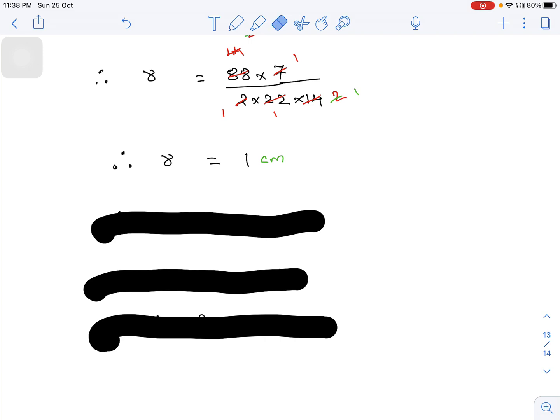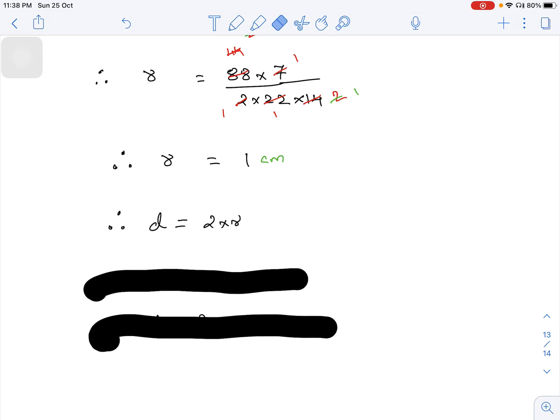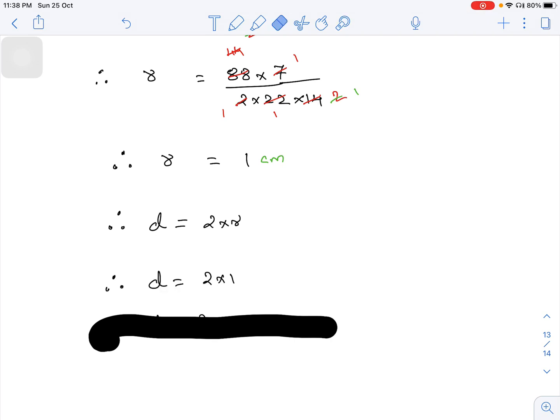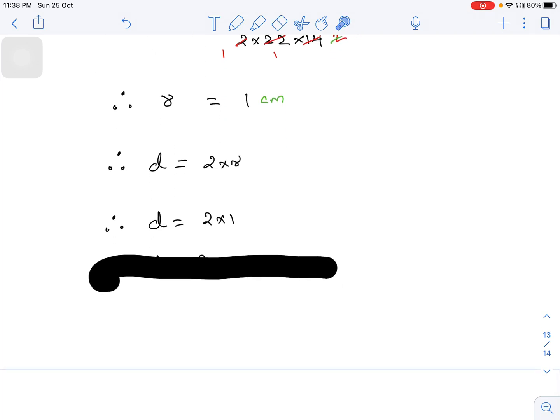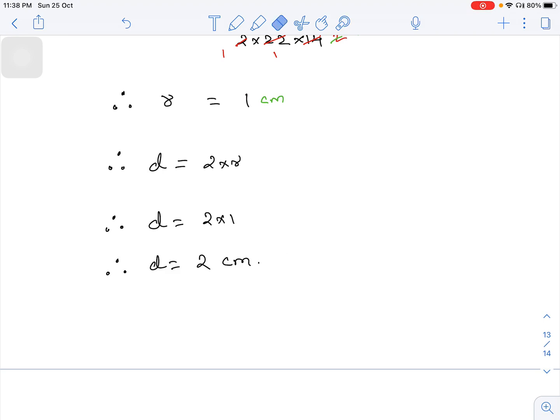Then we want to find the diameter. Now what is the relation between radius and diameter? It is nothing but diameter is double of radius. So in the next step you will get, therefore diameter equals 2 into r, that is 2 into our radius value, which was 1 centimeter, so 2 into 1. Finally we get, therefore diameter equals 2 centimeter. Okay, so this is our final answer.